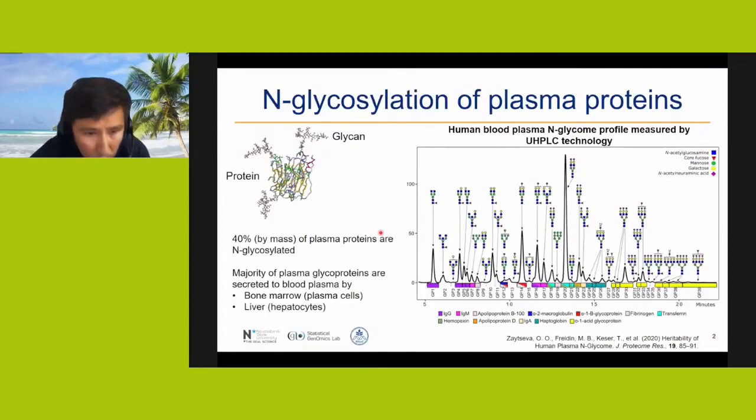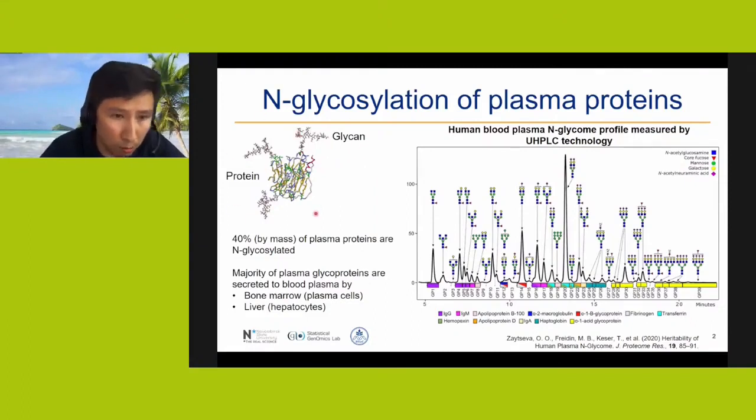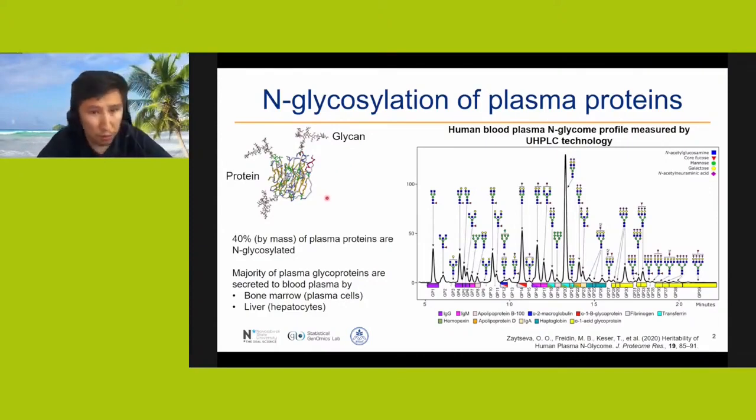So to begin with, a short reminder that glycosylation is an enzymatic addition of a carbohydrate, a so-called glycan, to a protein, and this glycan, as a part of a glycoprotein, affects the physical properties of the glycoprotein and its biological functioning. And this post-translational modification is indeed quite abundant.